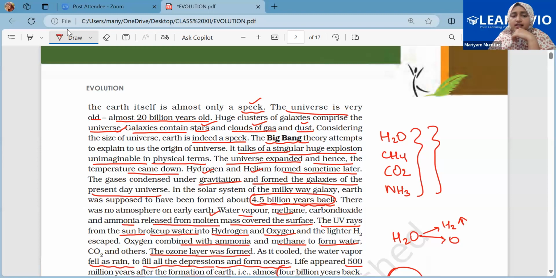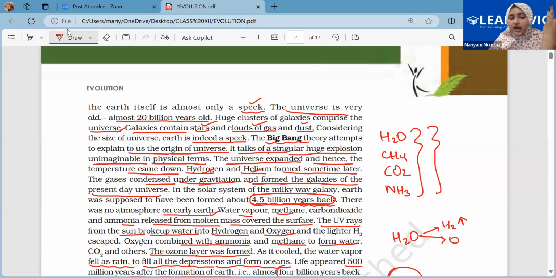Now, the Big Bang Theory attempts to explain to us the origin of the universe. It talks of a singular huge explosion, unimaginable in terms. The universe expanded and hence the temperature came down. Hydrogen and helium formed sometime later. The gases condensed under gravitation and formed the galaxies of the present day universe. In the solar system of the Milky Way galaxy, Earth was supposed to have been formed about 4.5 billion years back. There was no atmosphere on the early Earth.